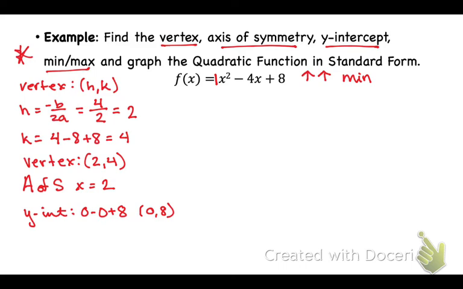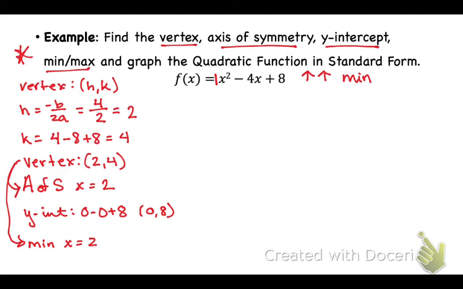Okay. What else does it say? Min or max? So is it going to be your min or max? Min at where? At x equals 2. And that came from your vertex also. Both of these things came from your vertex. Correct?